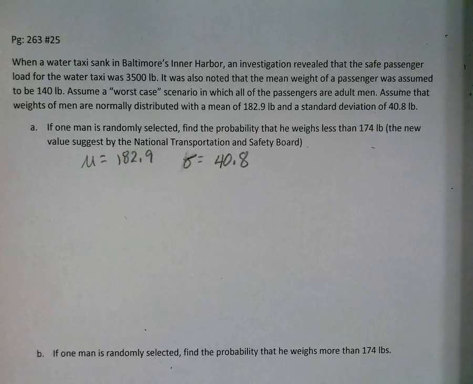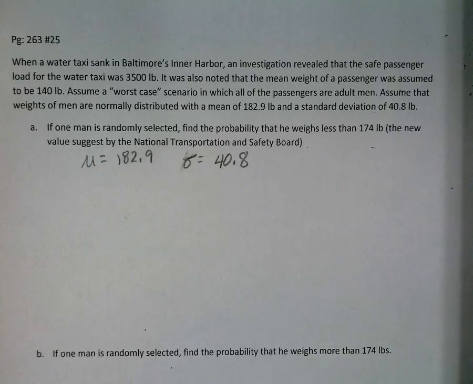Those numbers actually come from an appendix in the book, which is from actual data of a random sample of men. So the validity of that data should be pretty good. If one man is randomly selected from the population, find the probability that he weighs less than 174 pounds, which is the new value of the weight of an average man suggested by the National Transportation and Safety Board.